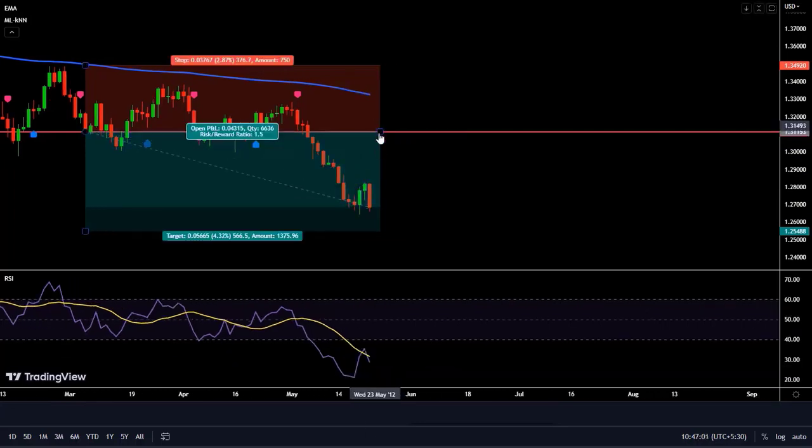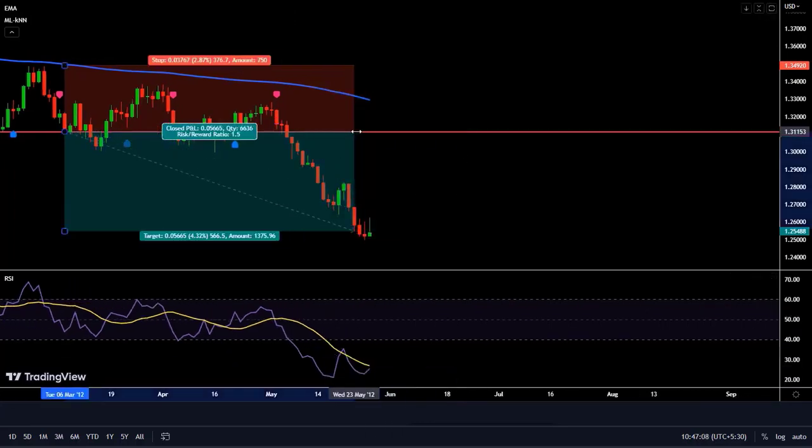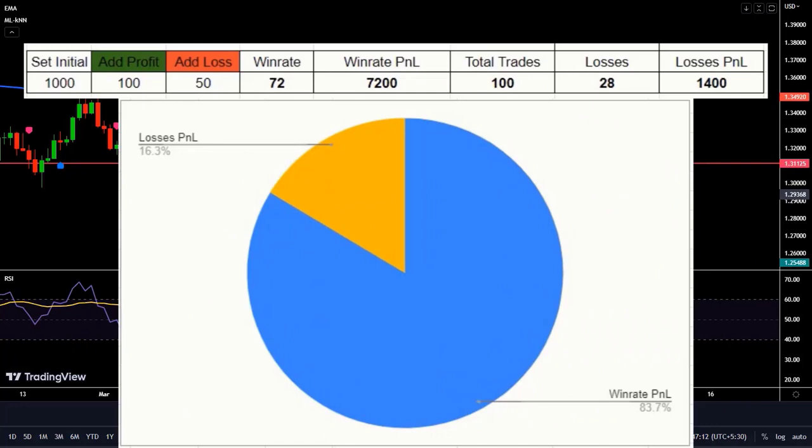Okay, now that we know the rules, let's move on to the backtesting results. So the starting account balance was set at $1,000, and after 100 trades, 72 trades won and 28 trades lost, the strategy finally increased it to $6,800.